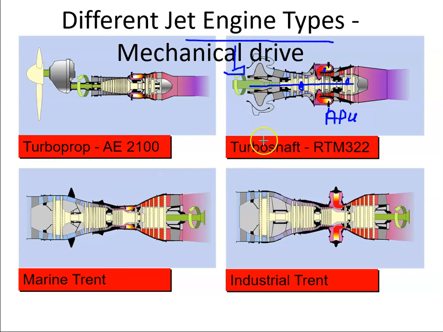You can also have non-aviation derivatives of these engines. So you can have a marine Trent engine. So this would be used to propel a ship. And you could have an industrial Trent engine, and this could be propelling a pump, for example. So this could be used to pump oil from the ground, or pump gas from a well or something like that. So these would be turbo shaft engines as well.